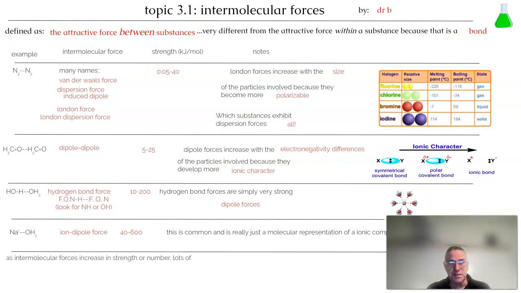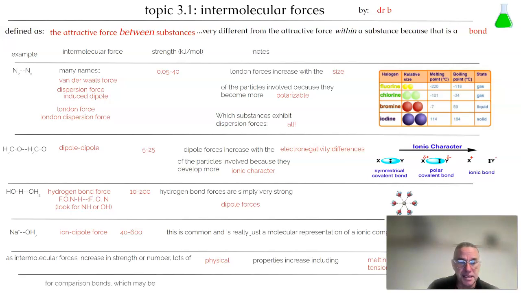As intermolecular forces increase in strength or number, lots of physical properties increase, including the melting point, the boiling point, surface tension, viscosity, and other things. For comparison, bonds, which may be covalent, ionic, metallic, or covalent networks, have bond strengths that range from 150 to 5,000 kilojoules per mole. So these are typically weaker than bonds, but there's plenty of overlap.